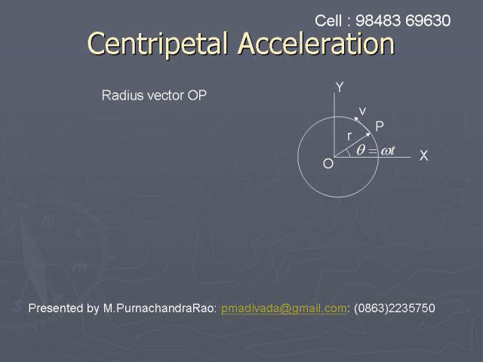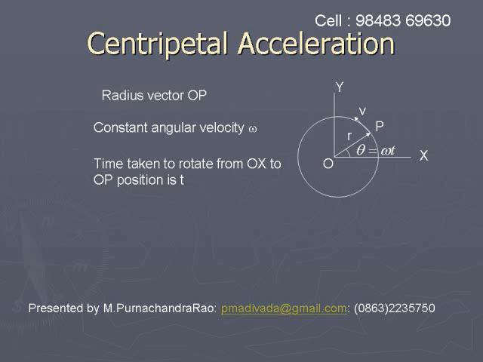Consider uniform circular motion. Suppose the radius vector OP is rotating with a constant angular velocity omega. Suppose the time taken to rotate from the direction of OX to OP is t. Then the angle between OP and OX, theta, is equal to omega t.